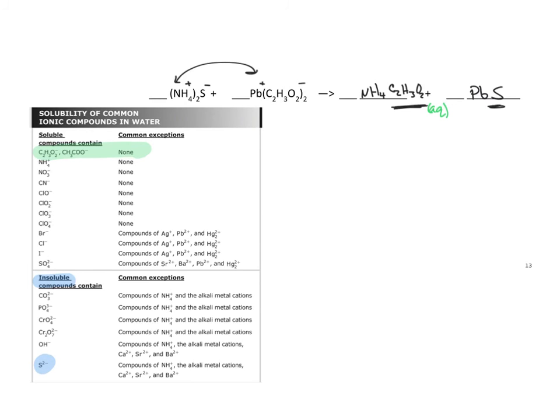We've got sulfur right there. We go look at the exceptions list and see if lead is on the exceptions list. The list reads compounds of NH4 positive, that's not lead. Alkali metal, that's not lead. Calcium, strontium, and barium. None of those are lead. So this one is insoluble. If it's insoluble, you put a little S. You can put it with a down arrow for precipitate. So this one, lead II sulfide, forms a precipitate.